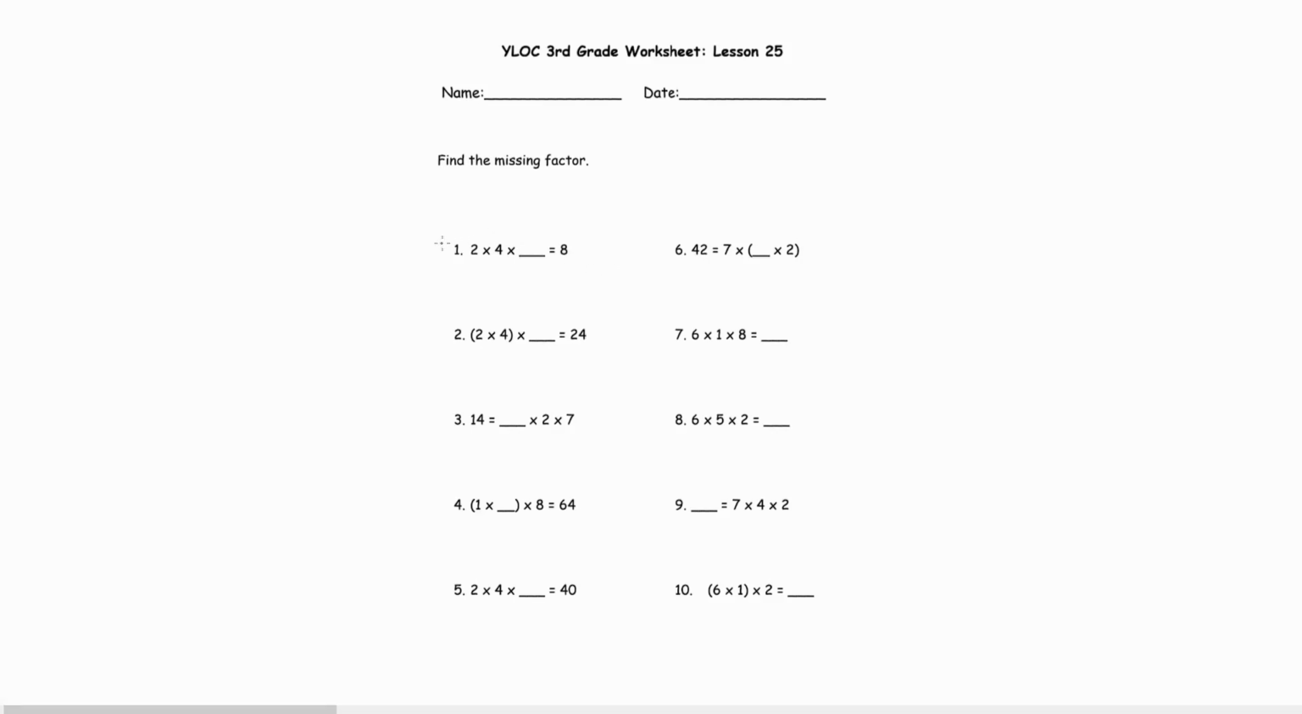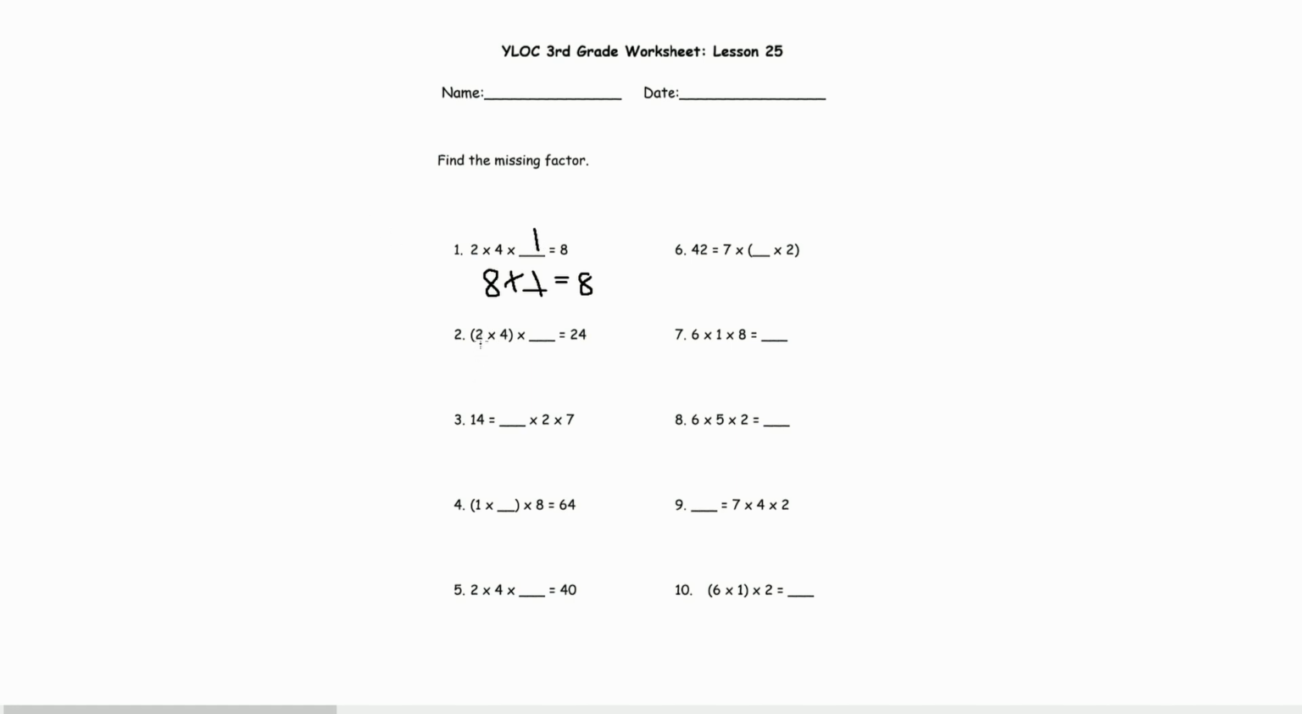Let's get started. Find the missing factor. So number 1, we have 2 times 4 times blank equals 8. So let's just do 2 times 4 and we have 8. 8 times blank is 8. But if we have 1 8, that means it's 8. But then if you have 2 8s, that means that's 16. So the answer would be 1.